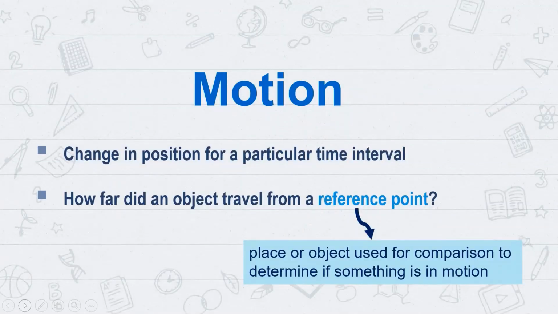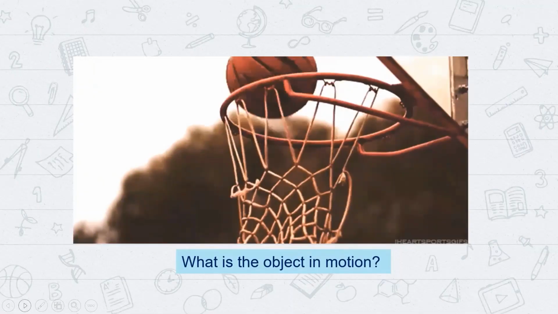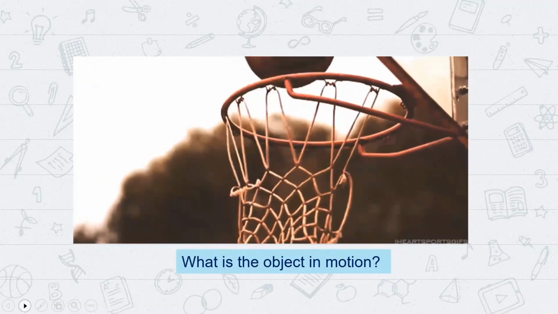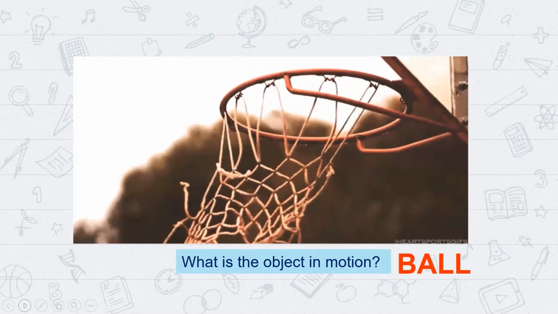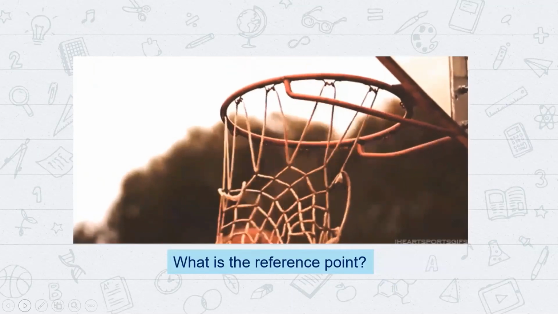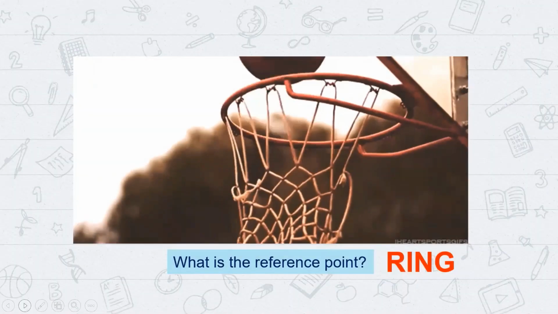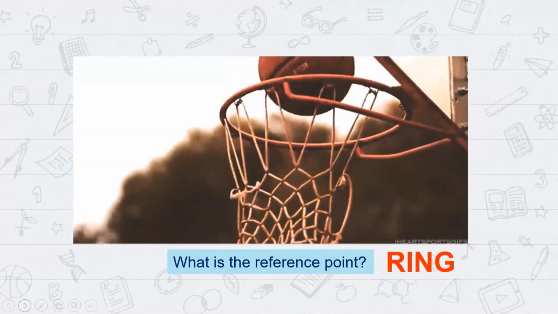A reference point is a place or object used for comparison to determine if something is in motion. Just like in this example. What is the object in motion? Correct. The object in motion is the ball. What is the reference point, or the object we use to determine if something is in motion? Fantastic! The reference point is the ring.